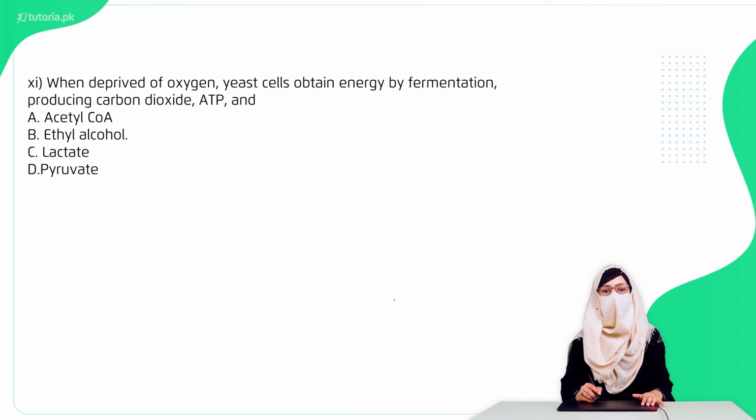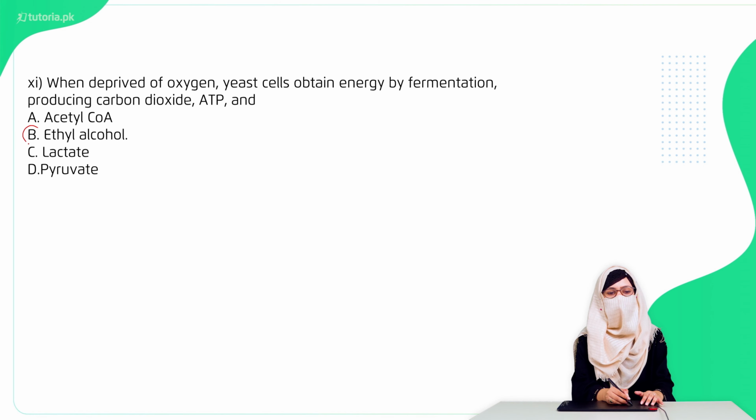11th है: when deprived of oxygen, yeast cells can obtain energy by fermentation, producing carbon dioxide, ATP and option A acetyl coenzyme A, option B ethyl alcohol, option C lactate, option D pyruvate. तो राइट ऑप्शन है ऑप्शन बी इथाइल अल्कोहल.